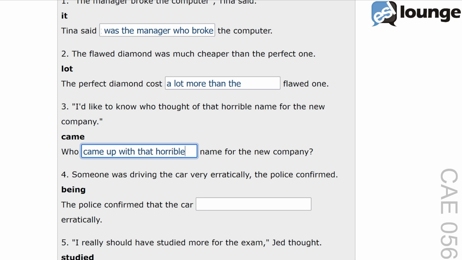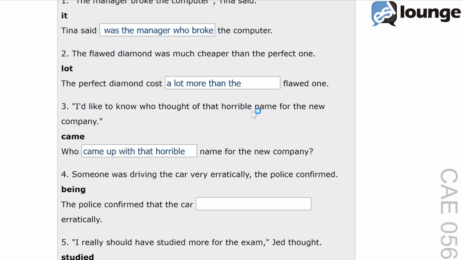The phrase "came up with" means to think of or invent something, often an idea or a name. This structure highlights the person responsible for the idea. Another example, "Who came up with the idea of going to that horrible restaurant?"